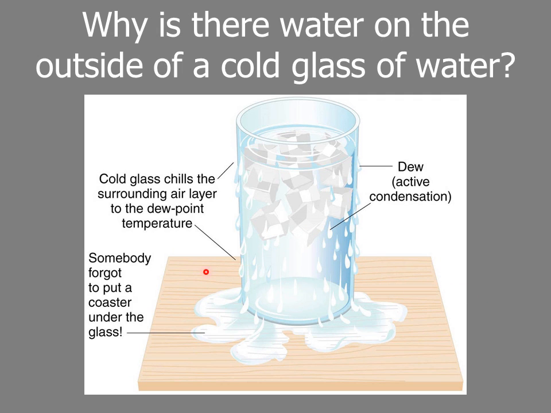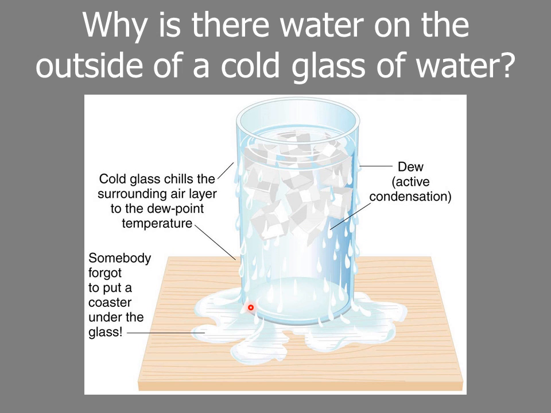at least on the outside, boom, that water gets chilled to the dew point temperature and past the dew point temperature, well past 100% relative humidity, and so water vapor is forced to condense into water, and you get the water dripping all over the outside of your glass. Okay, this water does not come from inside your glass.